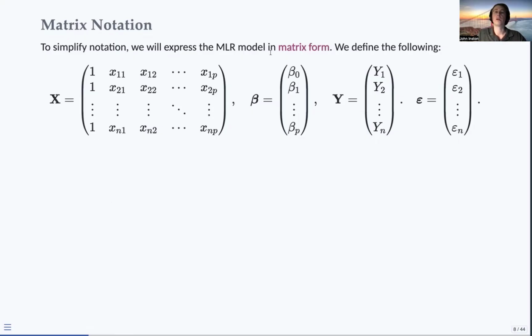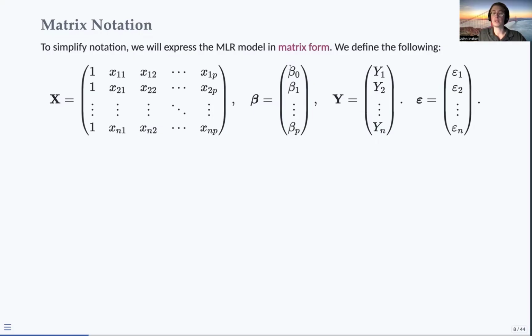So if you can imagine, we will then be multiplying by this matrix beta, and so beta 0 will be multiplied by all of the ones, and so for all of the different observations, beta 0 won't have any corresponding x. And then obviously we have x11, x12, all the way up to x1p. So this is all of the different predictors for observation 1, all of the different predictors for observation 2, etc., down to n.